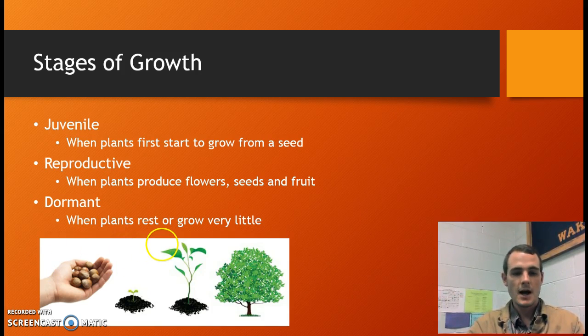And then the last stage of growth is dormant. That's when the plant will rest or grow very little. This is the case in order for it to store up food, and this usually happens in extreme weather conditions, whether it gets too hot or too cold. You're going to see many of the deciduous plants lose all their leaves and go dormant.